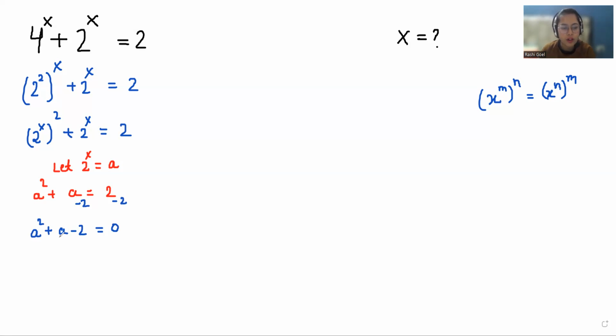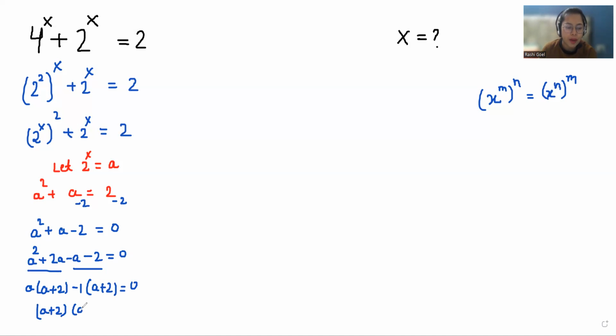Now it looks like a quadratic equation, so we can do the middle term split. So we can split a as 2a minus a, minus 2 is equal to 0. Now from the first two terms I can take a as common, so a plus 2. And from the next two terms I can take minus 1 as common, so a plus 2. Now a plus 2 is common, so a minus 1 is equal to 0.